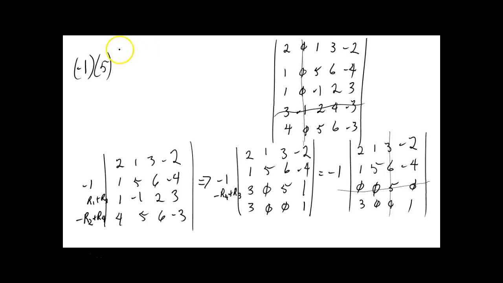And here's the determinant of what's left. 2, 1, negative 2. 1, 5, negative 4. 3, 0, 1. Okay. That's an ugly 4, isn't it? There's lots of ugliness there, okay? I think you can make out most of the other ugliness.